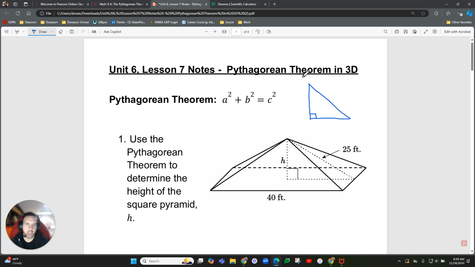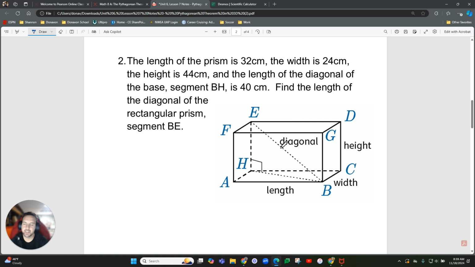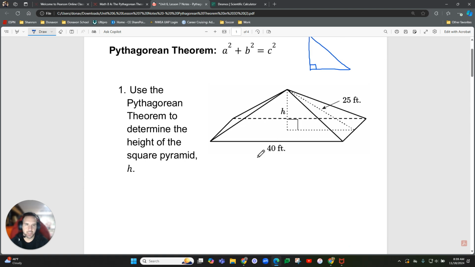A triangle is 2 dimensions, but what we're going to be talking about now is how you can use the Pythagorean theorem when there's a 3-dimensional figure, like, say, a pyramid or a rectangular prism. That's what we're going to be talking about today, because you can sometimes use the Pythagorean theorem to solve for certain distances or heights or things like that within 3-dimensional figures. So we'll jump into that here in just a second.